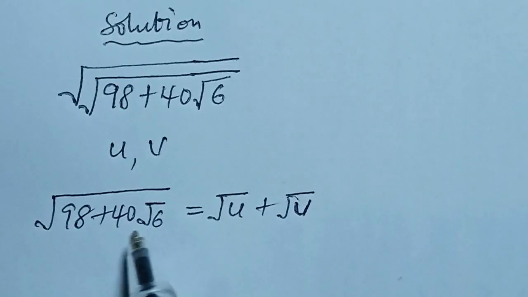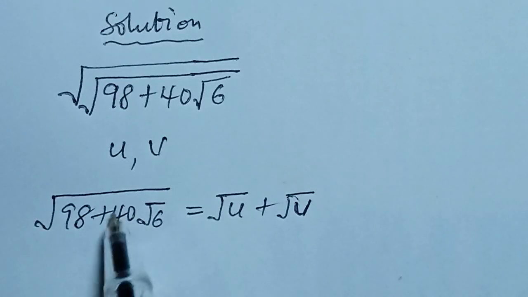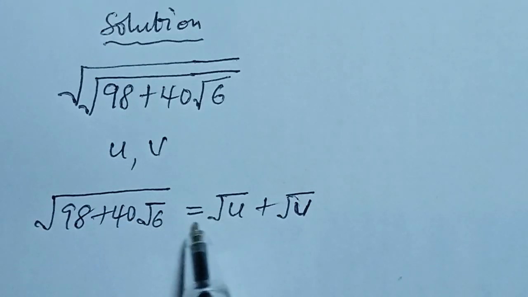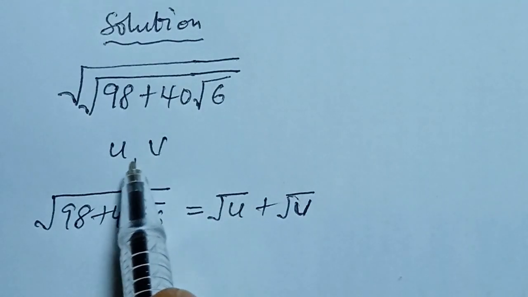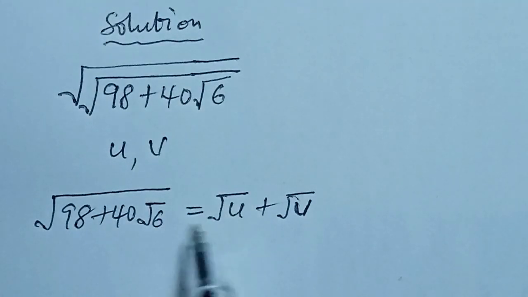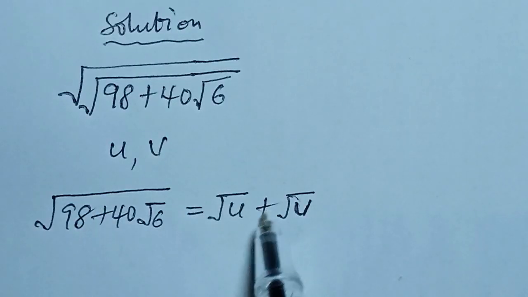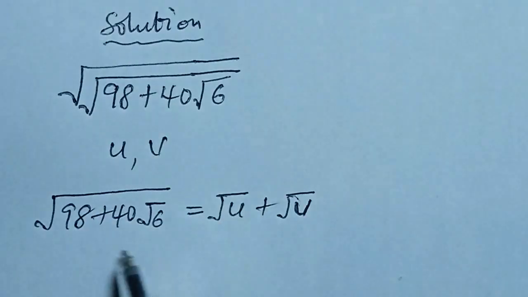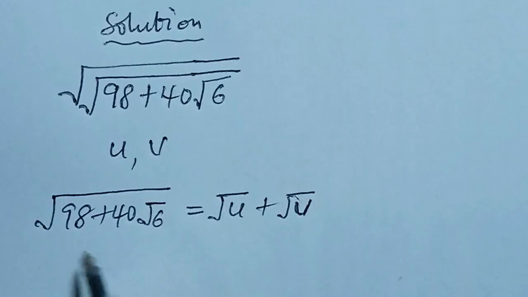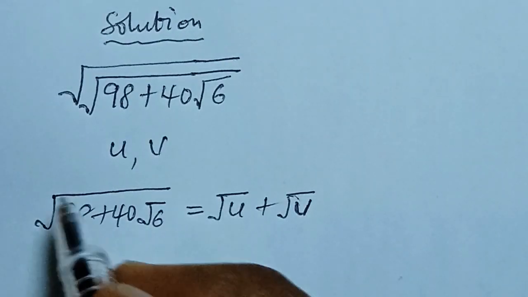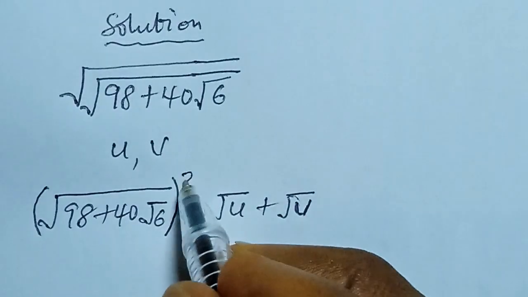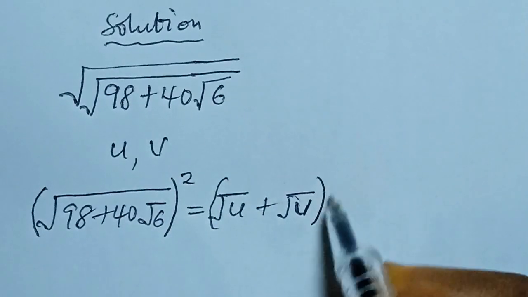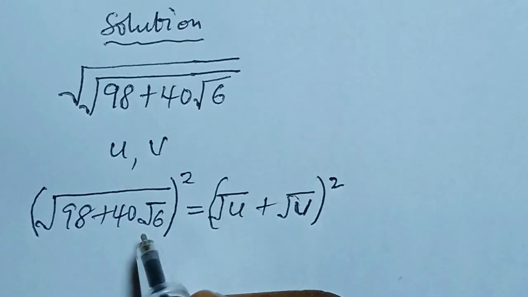So this is what I mean by equating this, assuming a value of u and v. So this equal to this, then it implies that we can square both sides. So if we square both sides, we have this square and this squared.